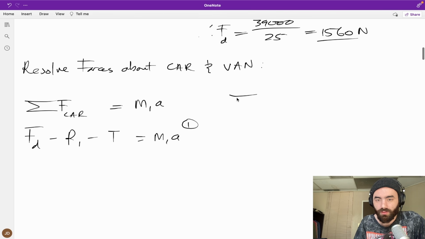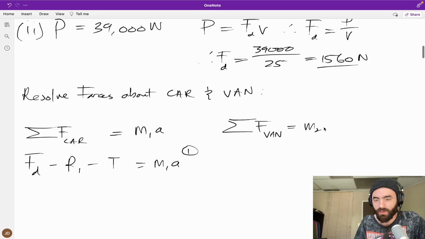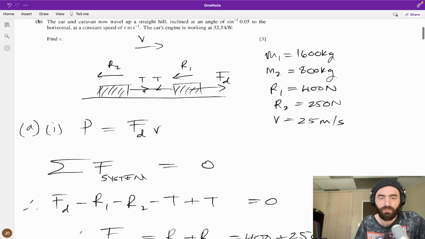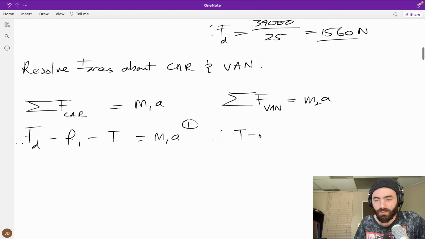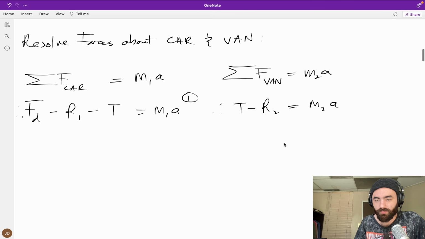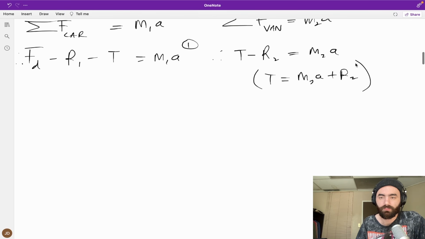That's equation 1. For the van, the sum of all the forces equals M2, the mass of the van, times A, and this is simply going to be T in the positive direction, so the forces around this are T minus R2. T minus R2 equals M2A. We can say T equals M2A plus R2. That's equation 2.